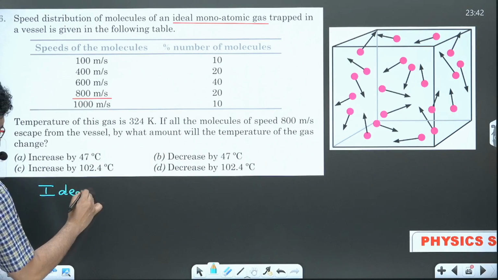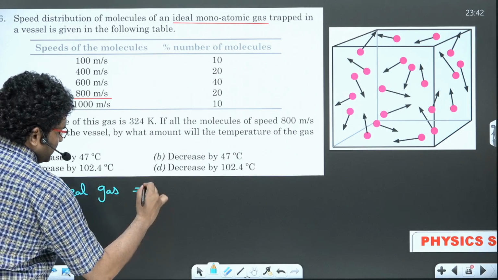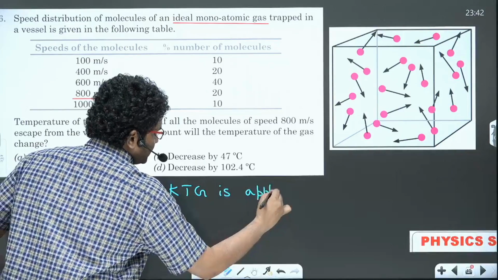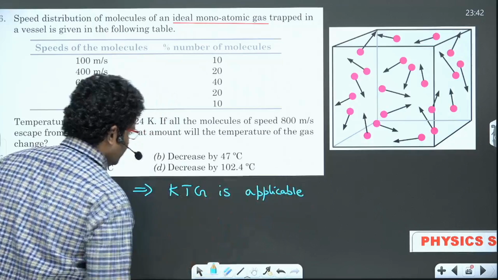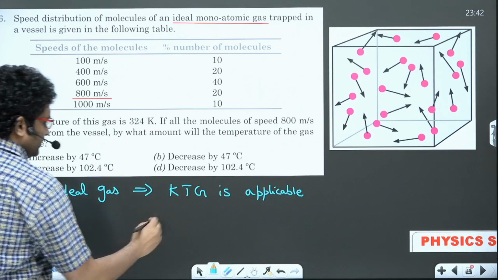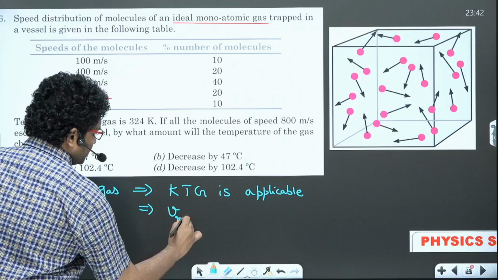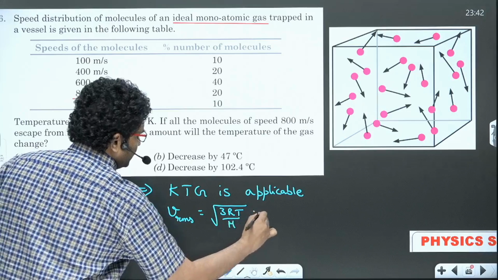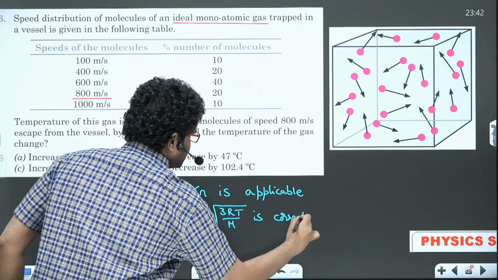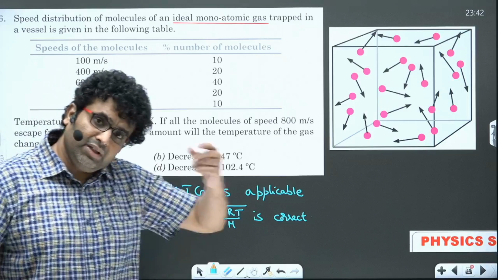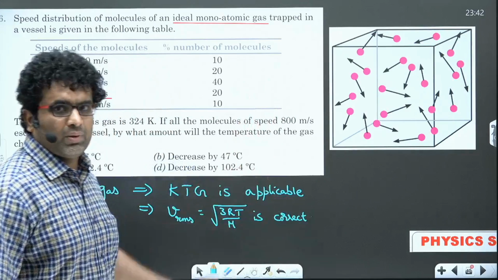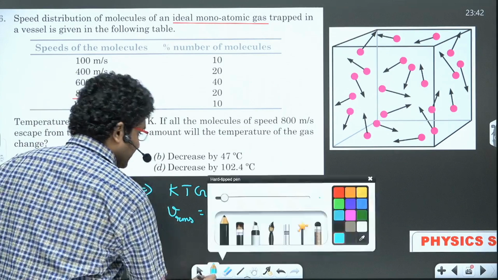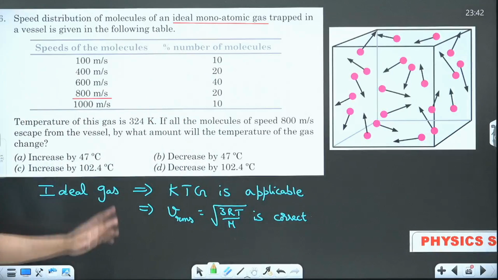Ideal gas in the question implies kinetic theory of gases is applicable. That's the first part of the solution, which implies V_RMS equal to root 3 RT by M is correct. That has nothing to do with the Maxwellian distribution. The Maxwellian distribution also gives you this formula, but you need not have this only for a Maxwellian distribution. That is something that you need to realize from our previous slides.